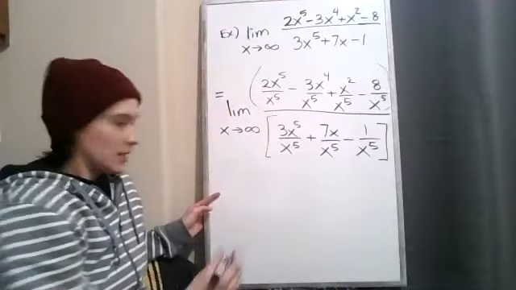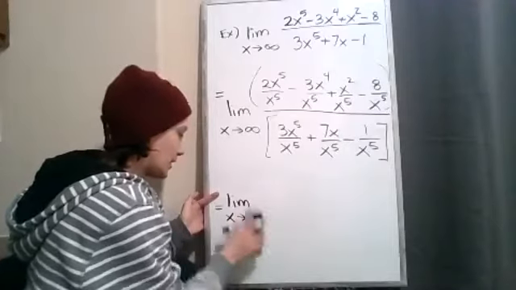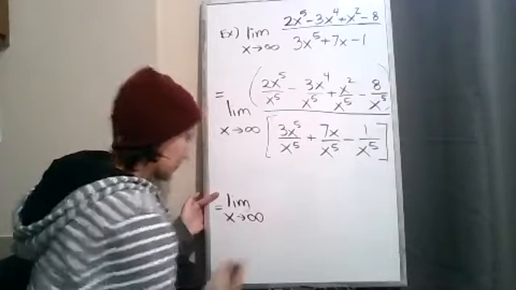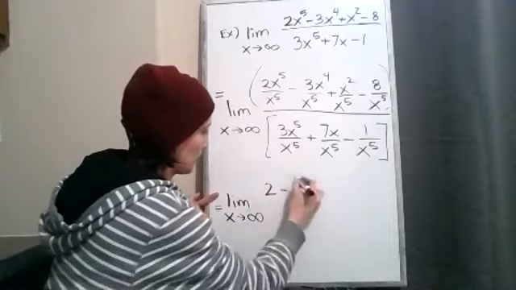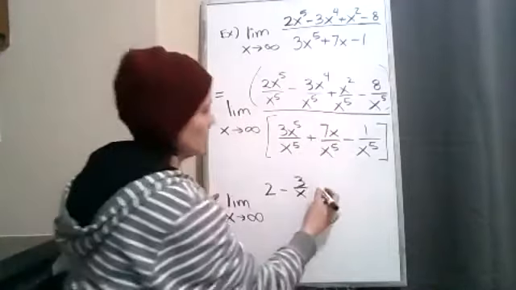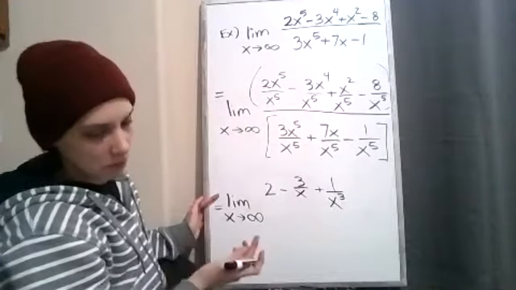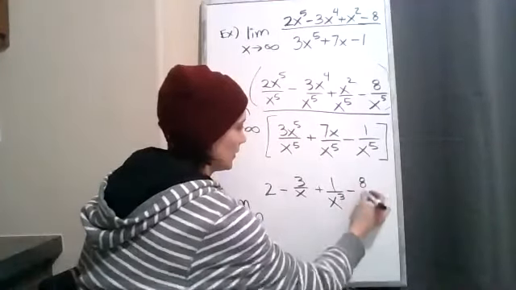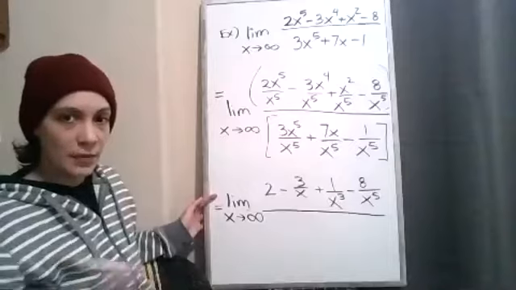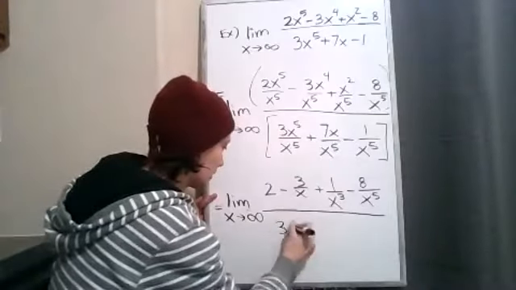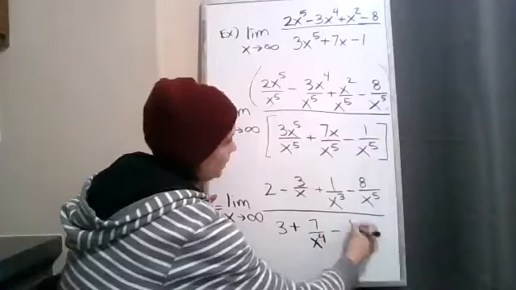All right, reduce all of these fractions. It's so hard to draw this. So 2 minus 3 over x plus 1 over x cubed, minus 8 over x to the fifth. In this denominator, 3 plus 7 over x to the fourth, subtract 1 over x to the fifth.